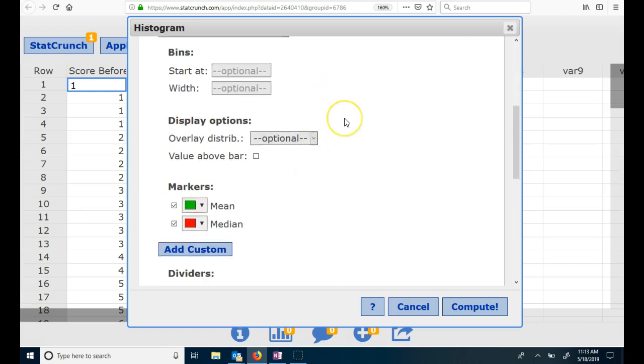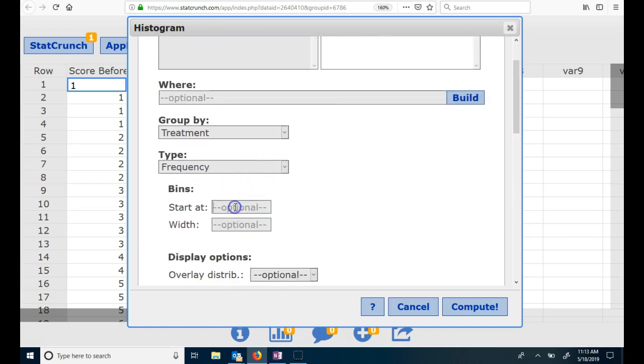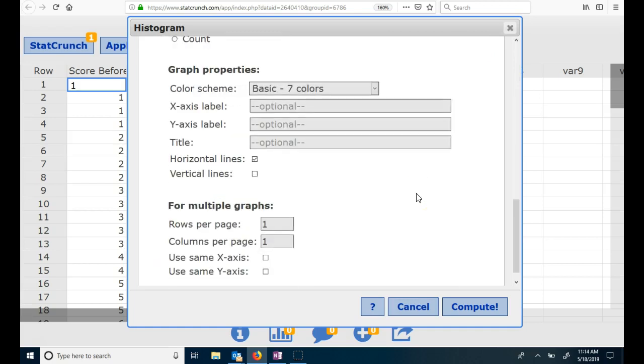All right, and we need to choose a start at 0. And actually, in this case, because Bartle scores only range between like 0 and 8, we can also use a bin width of 1. Okay. X-axis label will be Bartle score. Y-axis label is going to be frequency. And so this is the frequency of Bartle score by treatment.